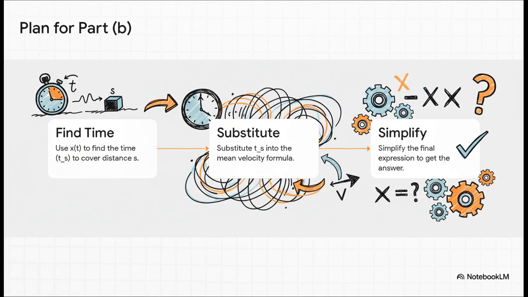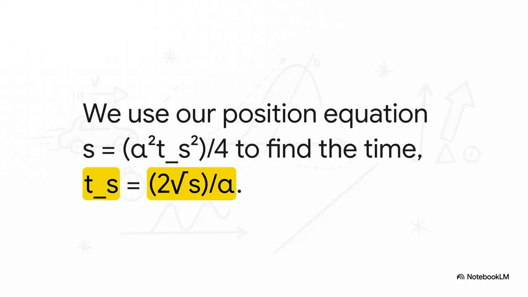Our strategy here is super straightforward. Remember that position equation we worked so hard to get in part A? We're going to need that again. We'll use it to figure out the time it takes to get to position s. Then, we just plug that time into our mean velocity formula and simplify. Okay, let's do it. We grab our position function and we just say, okay, when is x equal to s? From here, it's just a little bit of algebra. We multiply by 4, divide by alpha squared, take the square root, and we've got a perfect expression for the time it takes to travel any distance s.